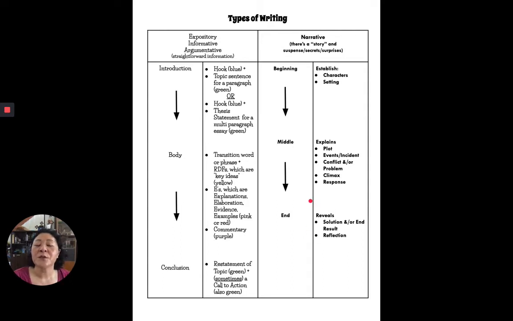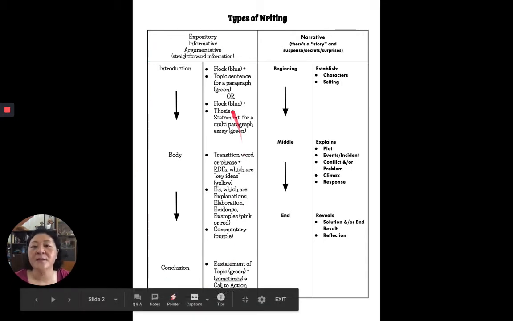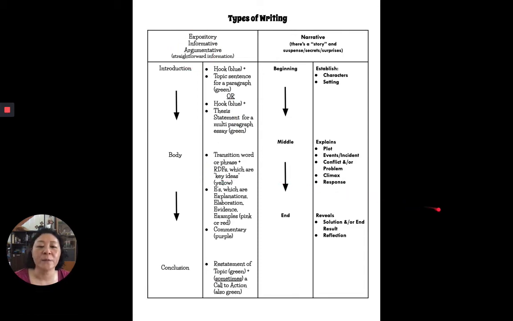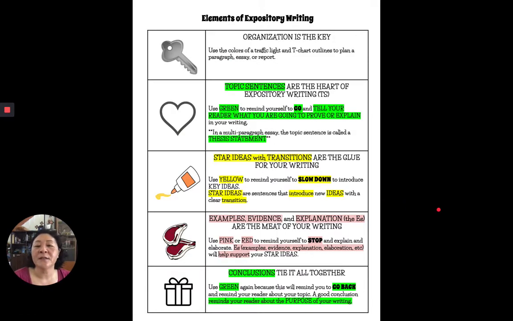Okay, so what I want to tell you is that for the Step Up to Writing, we are going to be focusing on this writing, the expository, informative, argumentative at this point. Okay, so we're going to go on to the next one. So this is the slide that's called Elements of Expository Writing.